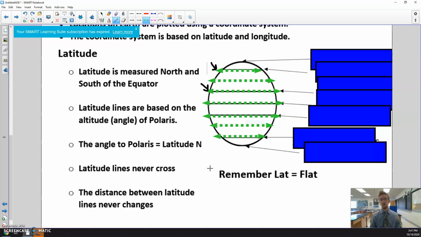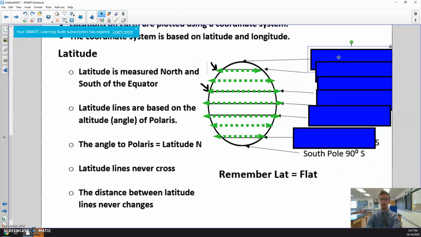So pause the video, go to your notes, and go to insert page 4. So insert page 4 has a map of the world, and it tells you a bunch of latitude lines. The only ones it doesn't tell you are the one at the very top of the world, and the one at the very bottom of the world. If you're at the very top of the world, the North Pole, your latitude is 90 degrees.